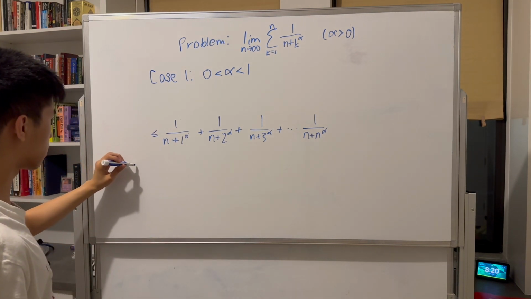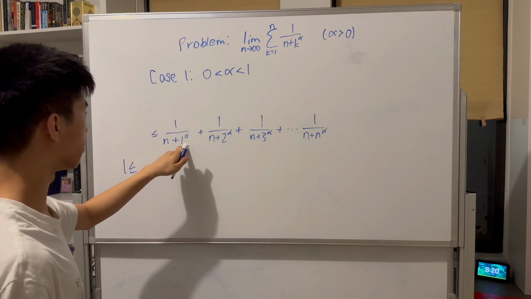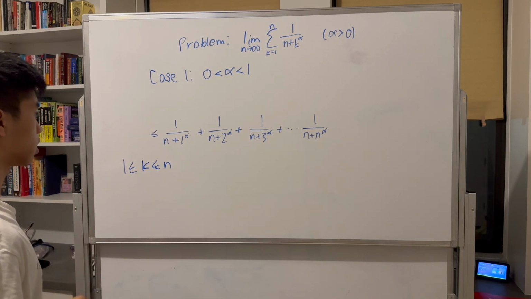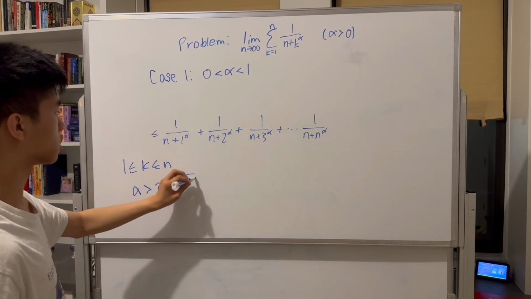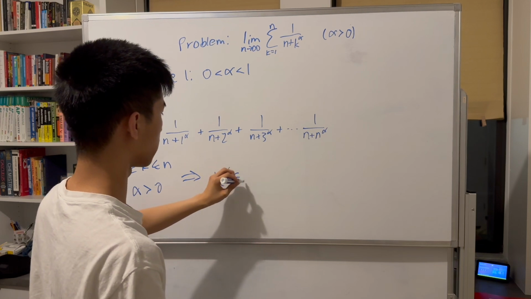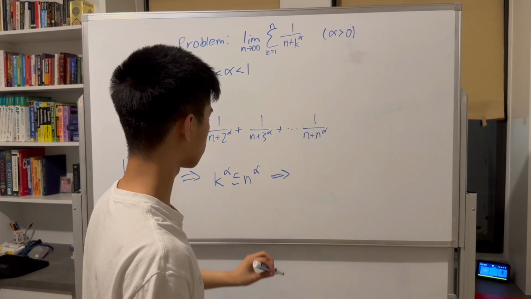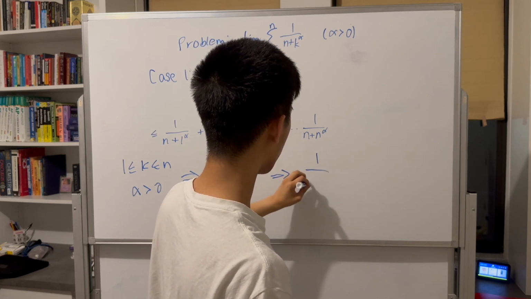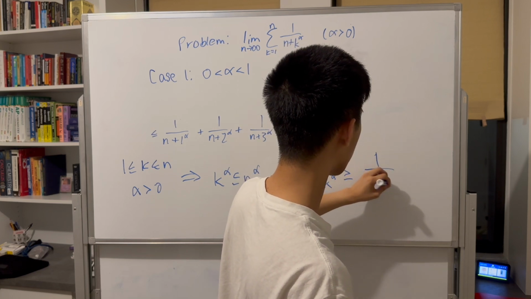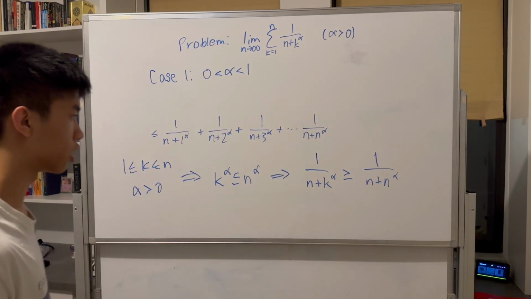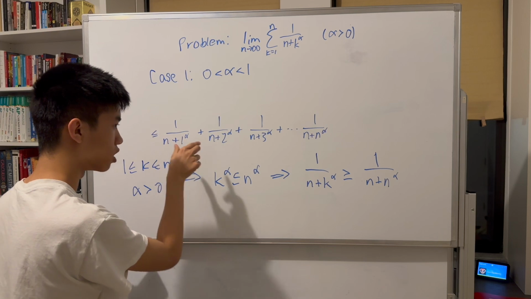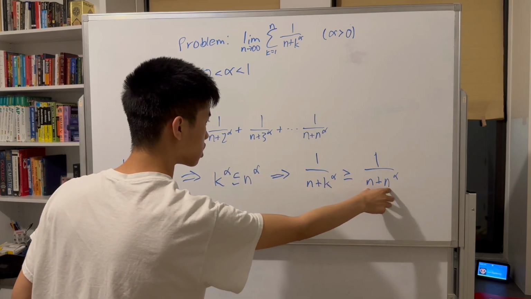First of all, we know that k, which is the base of this exponent, is in between 1 and n inclusive. And we also know that alpha is positive. So this implies that k to the alpha is always equal to or less than n to the alpha, and consequently 1 over n plus k to the alpha must always be equal to or greater than 1 over n plus n to the alpha. That's just some easy algebra, and because we know that, every single one of these terms must be equal to or greater than this one over here.